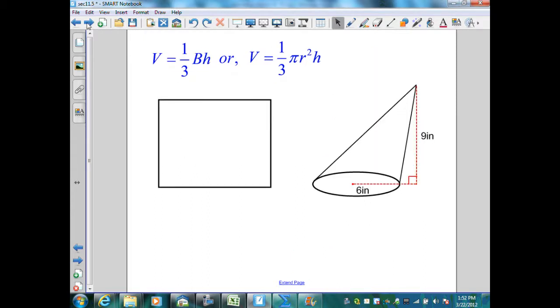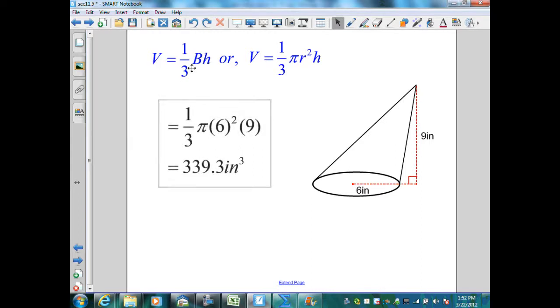On my next example, I have an oblique cone. Therefore, I have a radius, which I know is 6 inches, and my altitude is on the exterior of my cone. That altitude is the height of my cone. All the information given, I can just plug right into my formula. V equals 1/3 times the base, but I know the base is a circle. That's pi r squared. That's pi, 6 squared for the radius, and 9 for the height. When I substitute into a calculator, I'm going to get 339.3 inches cubed.